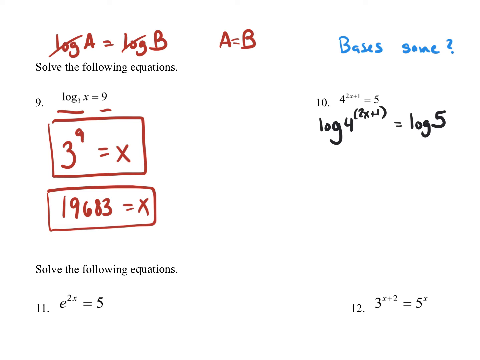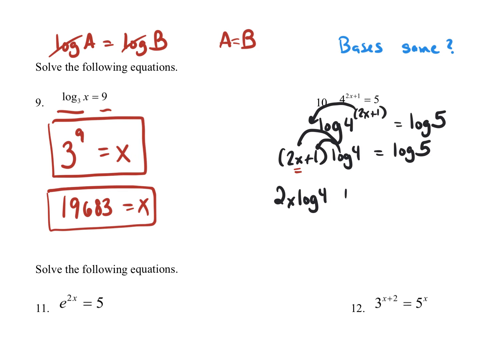Now the reason for doing this, of course, is I can now take this exponent out front. 2x plus 1 times log 4 equals log 5. Now, you've got a couple choices here. One choice is you could actually divide by log 4 and be okay because you only have one x. The more traditional way to do this, so you can do all the problems the same, is to distribute this. So 2x log 4 plus 1 log 4 equals log 5.